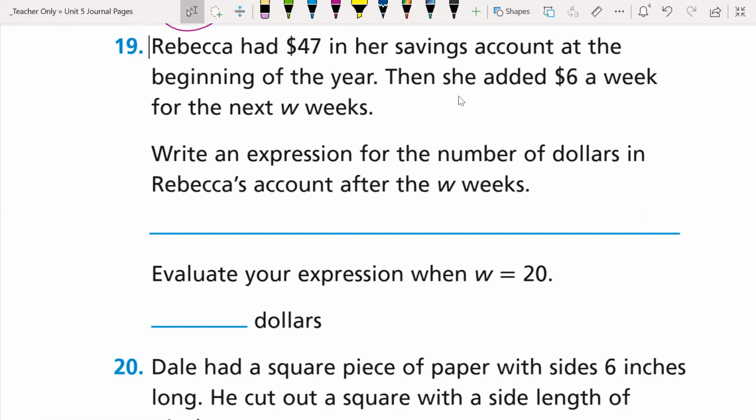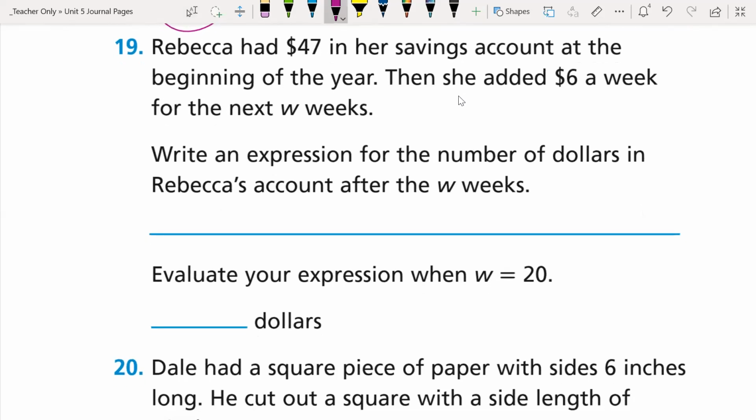So let's write the expression. And the expression would be 47, oops, I need to put that first, 47 plus $6 per week. So I have 47 to begin with, and then I add $6 for every week. Right there. No, sorry, I'm just going to leave that as the expression. I'm going to move on.